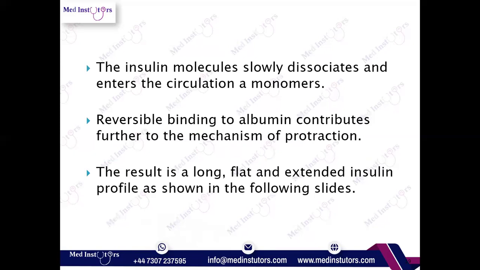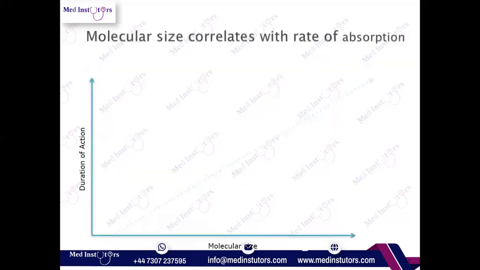Reversible binding to the albumin contributes further to the mechanism of protraction, or long duration of action. The result is a long, flat, and extended insulin profile, as shown in the following slides. You can see here, on the x-axis you have the molecular size, and on the y-axis you have the duration of action.